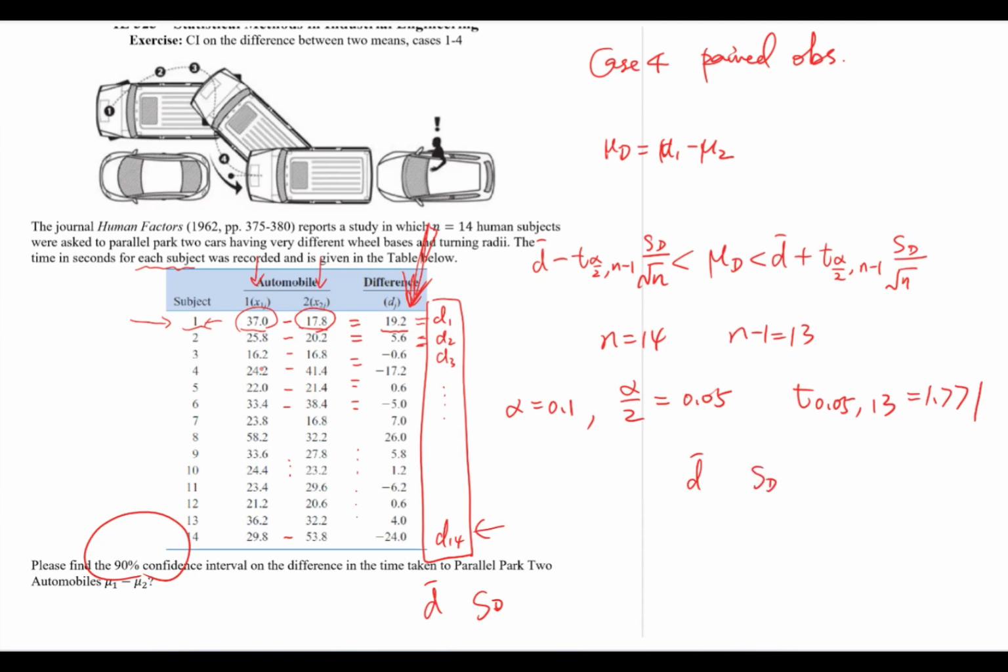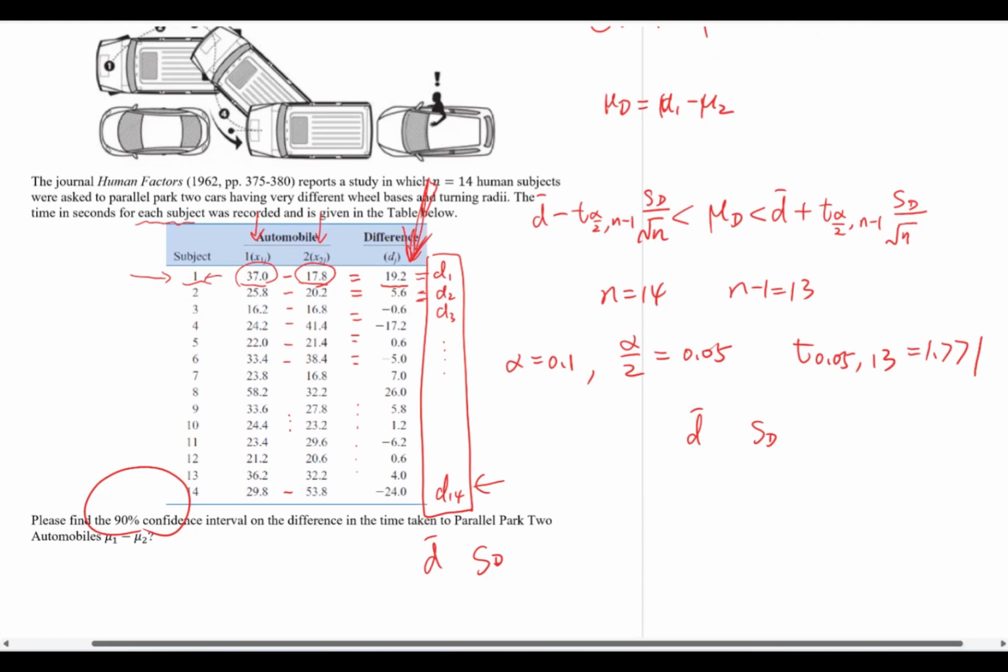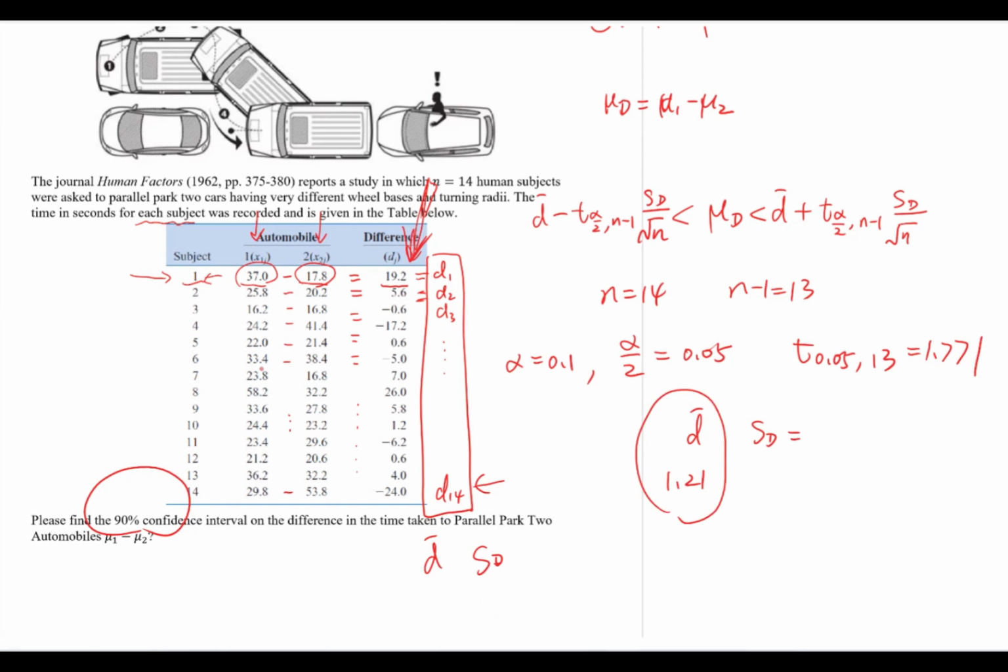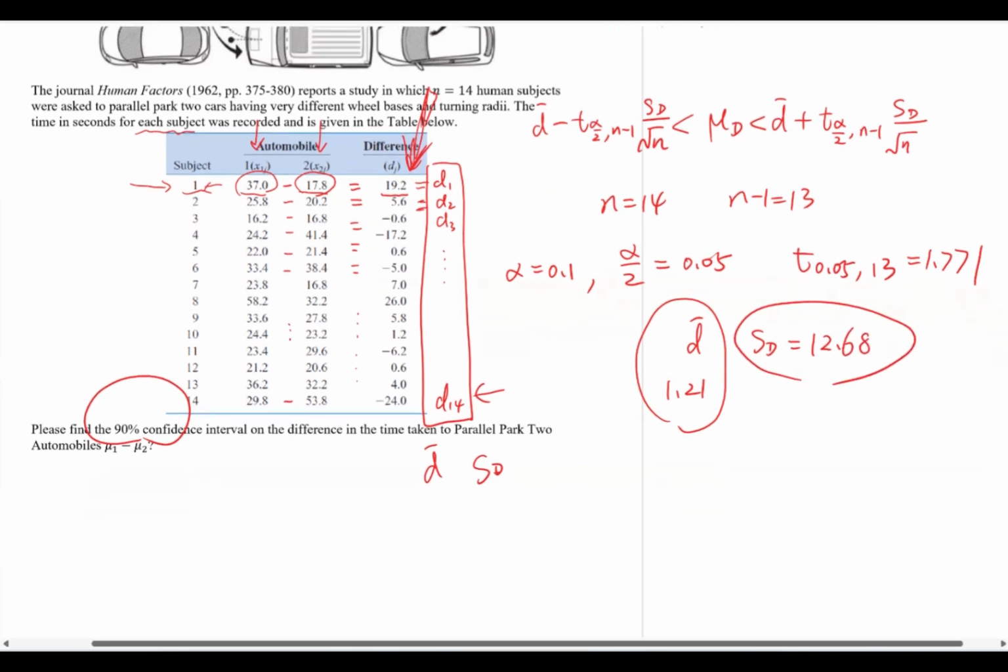Now what we want to get is d bar and sd. You can use Excel or a calculator, and now we just save the calculation. d bar is actually 1.21. That is d bar. And sd equals 12.68.